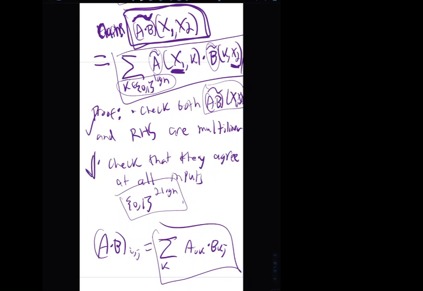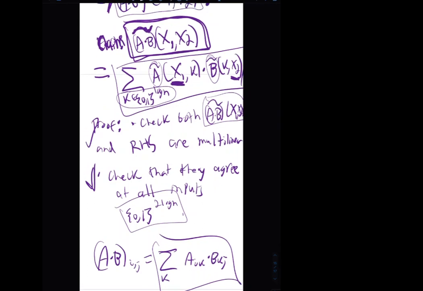So the left-hand side is the multilinear extension of the product matrix A times B, and the right-hand side also extends the product matrix A times B. So we've done both. They're the same polynomial. Okay, any questions about this claim?